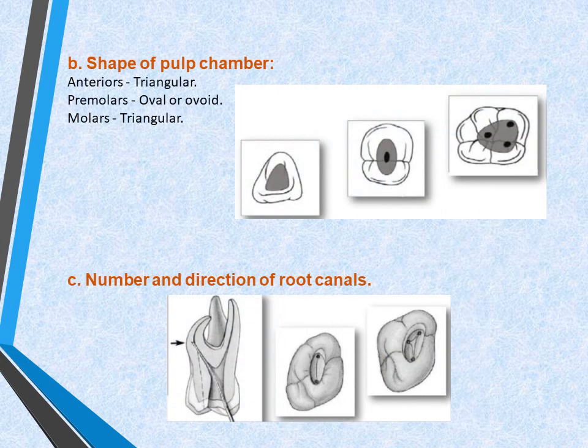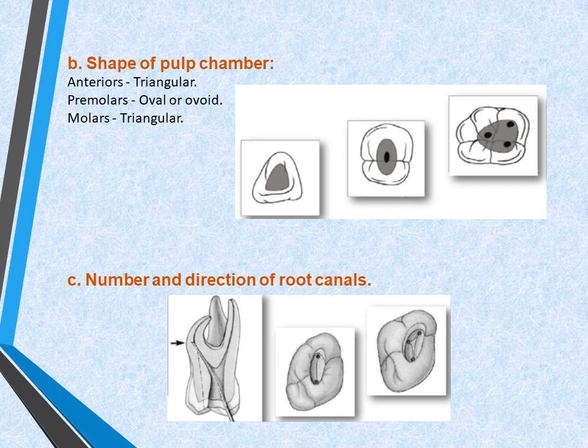So this depends upon the type of tooth you are dealing with. With your anteriors, you generally have a triangular shape of pulp chamber. The premolars, you will have an oval or ovoid shape, and your molars, it can be triangular and sometimes it can be rhomboidal or slightly rectangular also. So this determines the shape of your access opening as well. If you want to remove the entire pulp from the pulp chamber, the access opening shape has to mimic the shape of your pulp chamber as well.